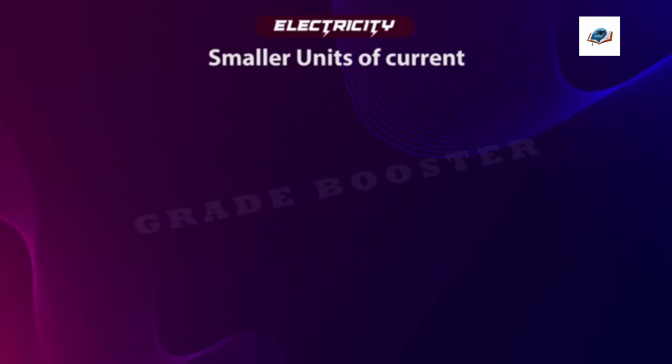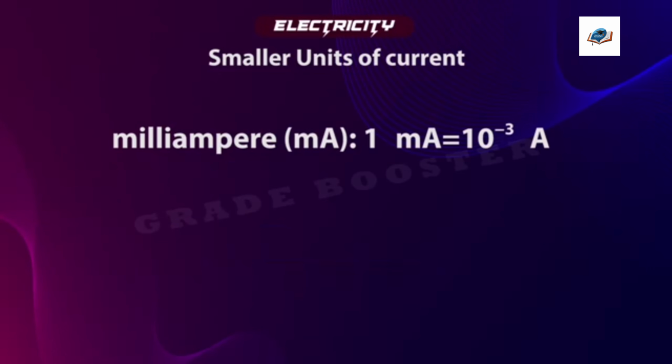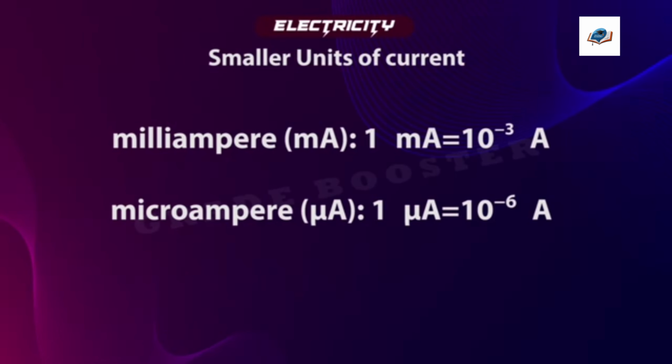Smaller units of current. Milliampere: 1 mA = 10^-3 ampere. Microampere, μA: 1 μA = 10^-6 amperes.